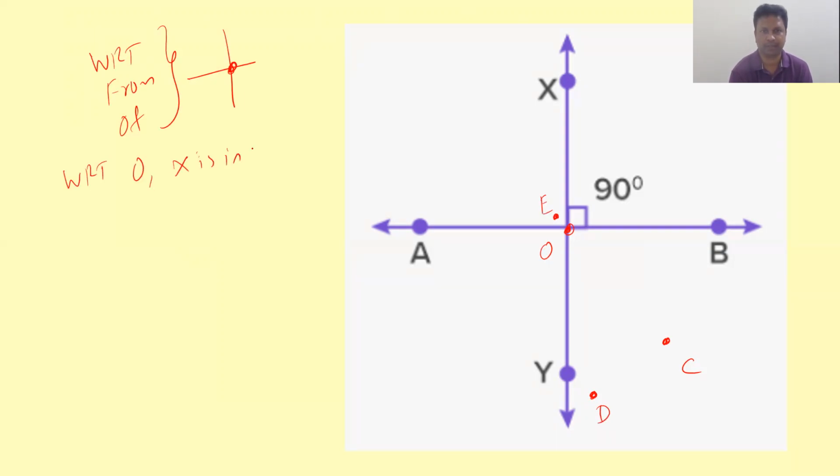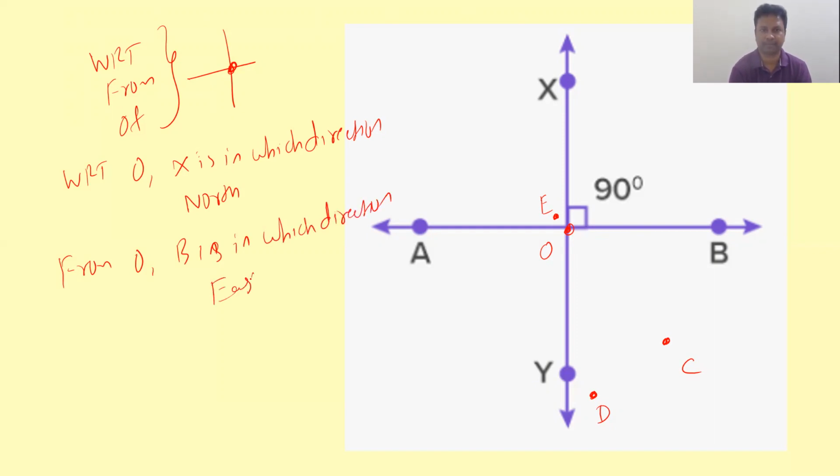X is in which direction? With respect to O means what? You want to consider O as a middle point. From here, X is in which direction? With respect to O, X is in the north direction. Or from O, B is in which direction? B is in the east direction.